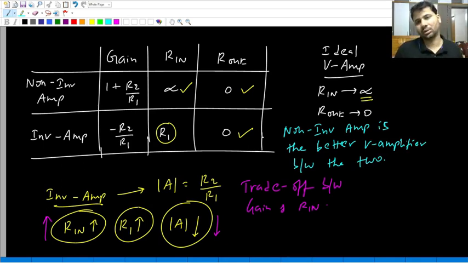So that's all. This is just to illustrate how one can easily find the input and output resistances of any given amplifier or any given circuit for that matter. So I'll stop for today. I hope everything is clear up to this point.